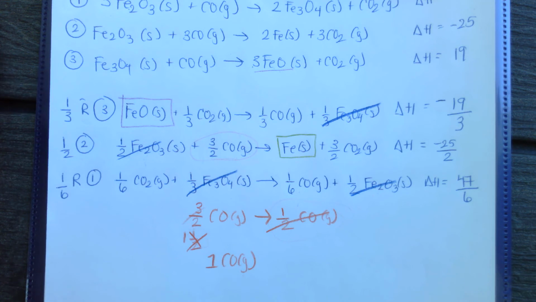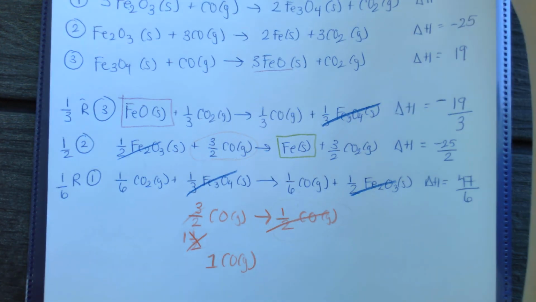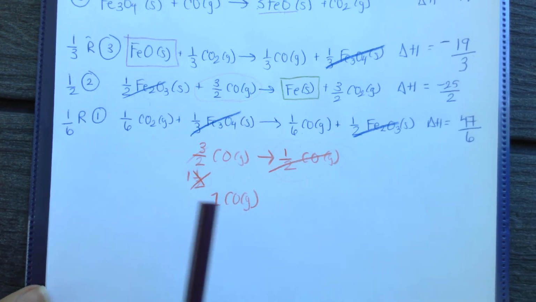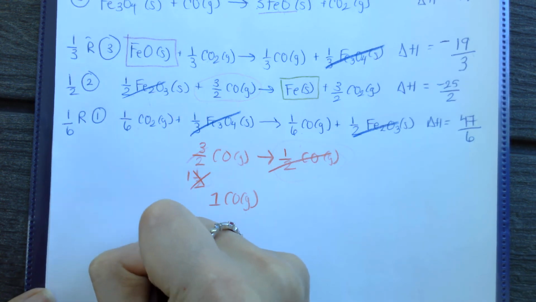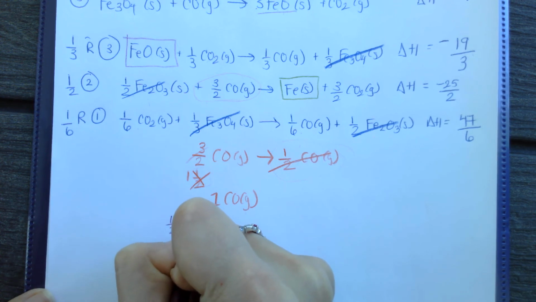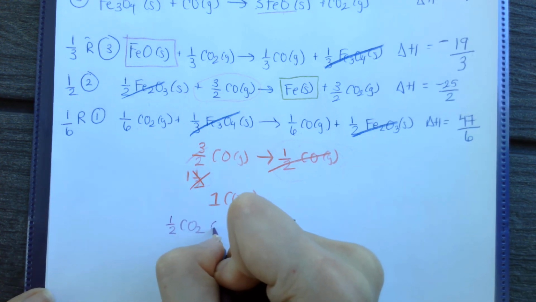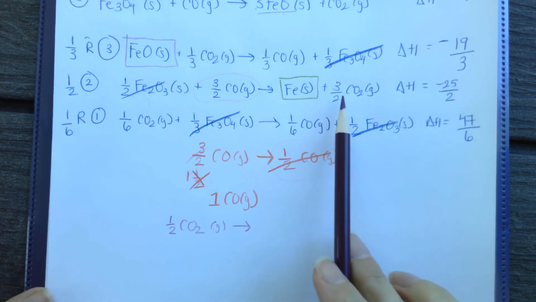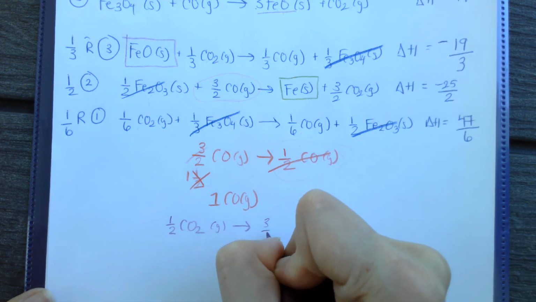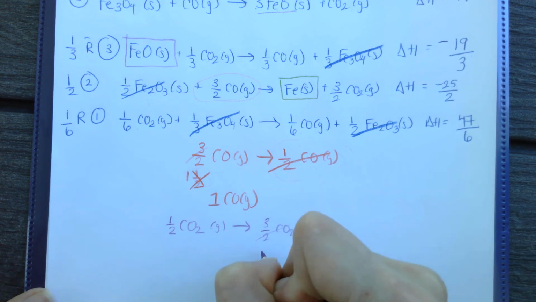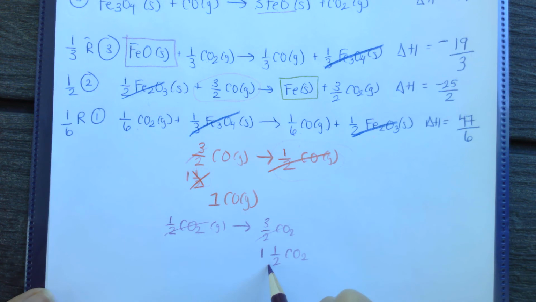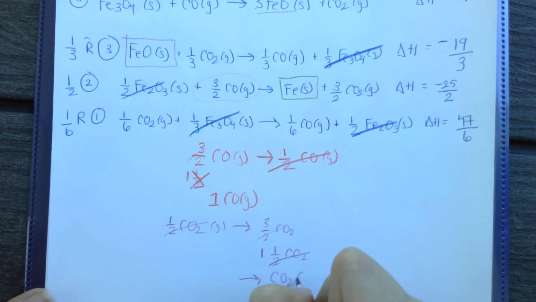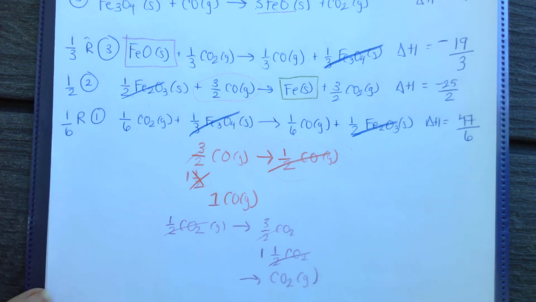Okay, so let's now look at CO2. We're probably going to find a similar situation there. So if we look at our CO2, we have 1/3 plus 1/6. So we have 1/2 CO2 on the reactant side. On the product side, we have 3/2 CO2, which again we know is 1 and 1/2 CO2. So half CO2 cancels with half CO2 and leaves us with 1 CO2 gas remaining.